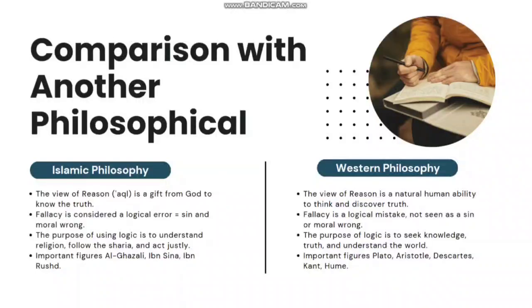For Western philosophy, for the view of reason, they think it is a natural human ability to think and discover truth. For the second point, which is fallacy, they think it is a logical mistake, not seen as a sin or moral wrong. For the third one, the purpose of logic is to seek knowledge, truth, and understand the world. The important figures are Plato, Aristotle, Descartes, Kant, and Hume.